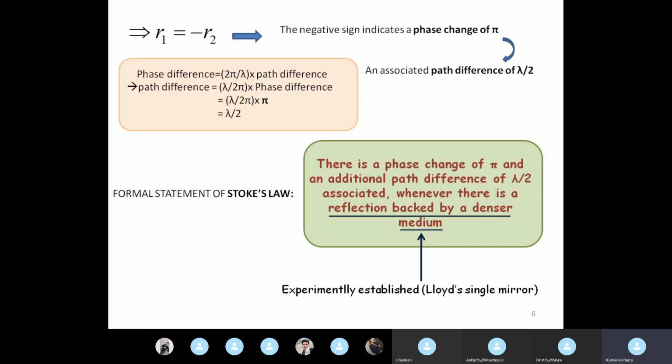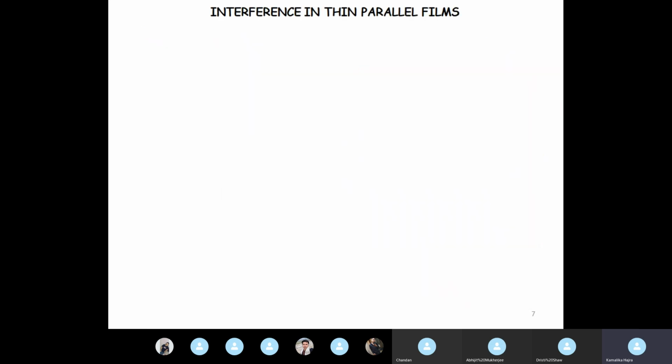All right. So we went through the concept of optical path. We saw what the principle of reversibility of light is, and using that we came to the formal statement of Stokes' law. So this is the background exercise we require in order to move on to studying interference in thin parallel films. All right. Are you totally saturated? Do you want me to carry on?